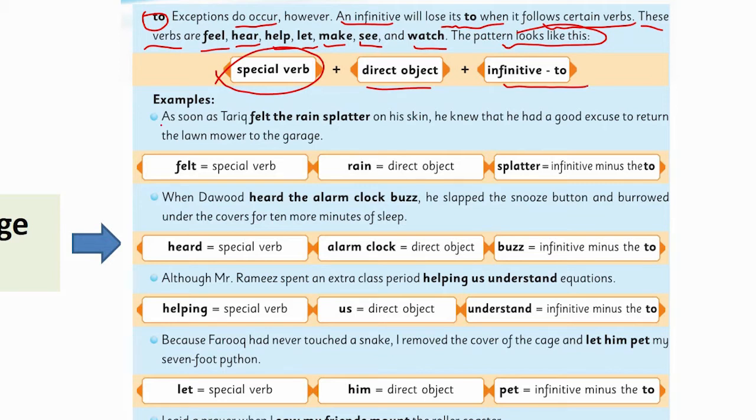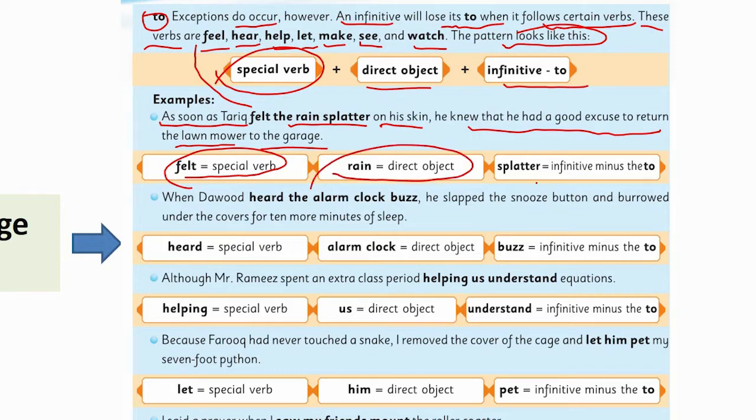The examples are: As soon as Tariq felt the rain splatter on his skin, he knew that he had a good excuse to return the lawn mower to the garage. Here, felt is the second form of feel. So this is a special verb here. The rain is a direct object and splatter is an infinitive, but the to is missing, minus the to. We don't have to here, but splatter is an infinitive. Rain is the direct object and felt is the special verb.